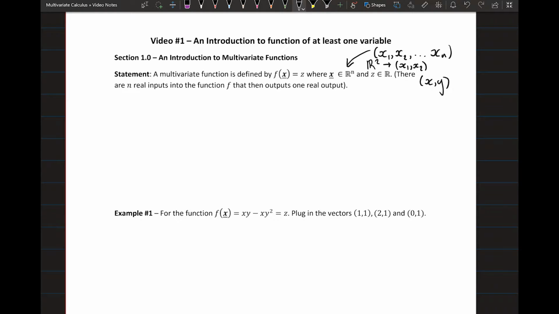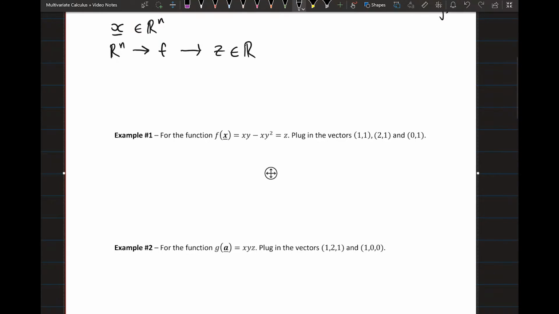So let's just recap. If we have some vector that has n inputs and we put it through a function f, it will then give z, which is a one-dimensional output. So let's go ahead and do some examples. So let's say we have a function defined by the vector x is equal to xy minus xy squared is equal to z. So z is equal to this function.